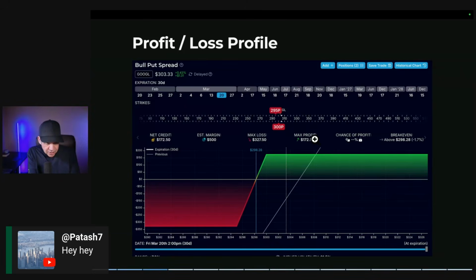So let's just take a look here at Google. Yeah, it closed at 314.98. And after hours, they put on a few more pennies there.